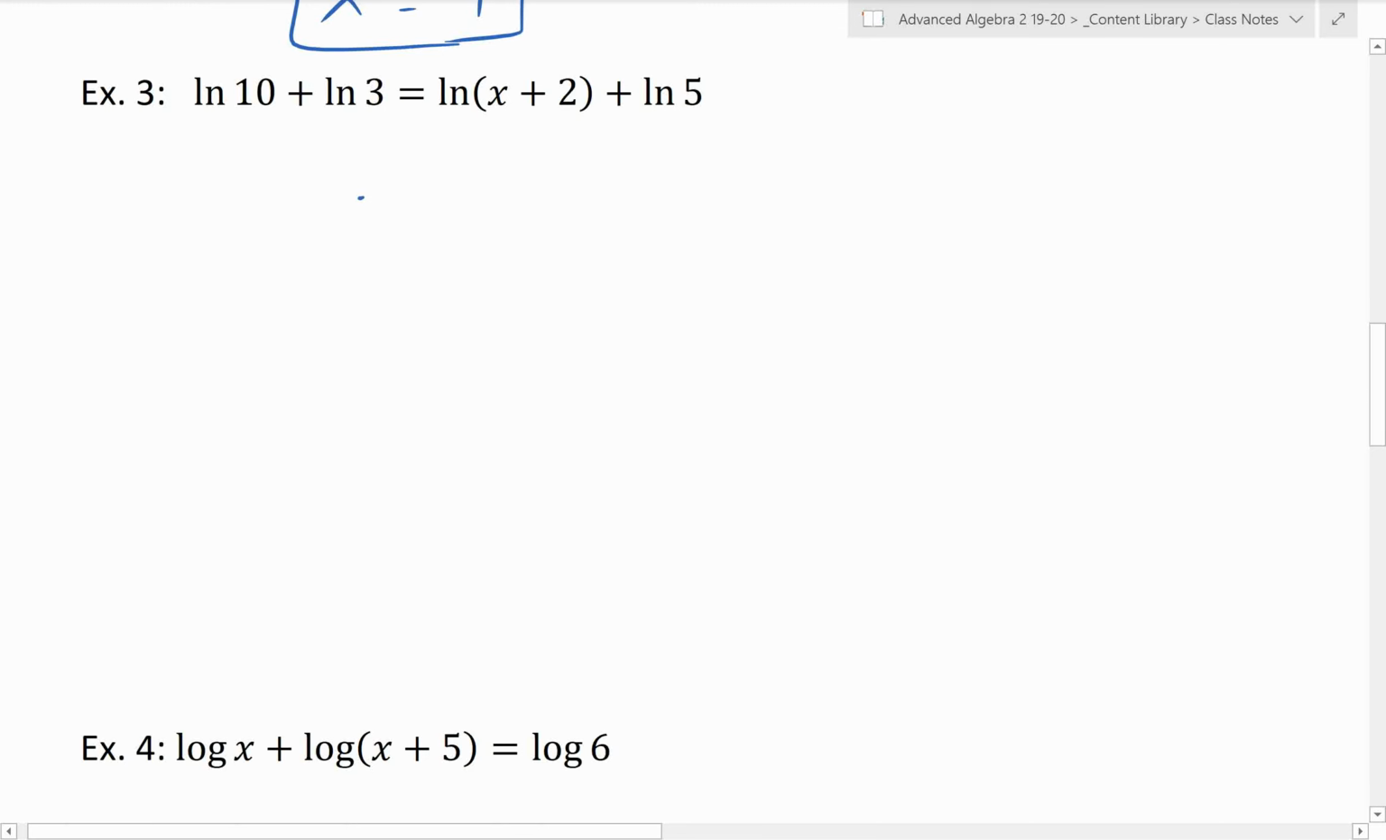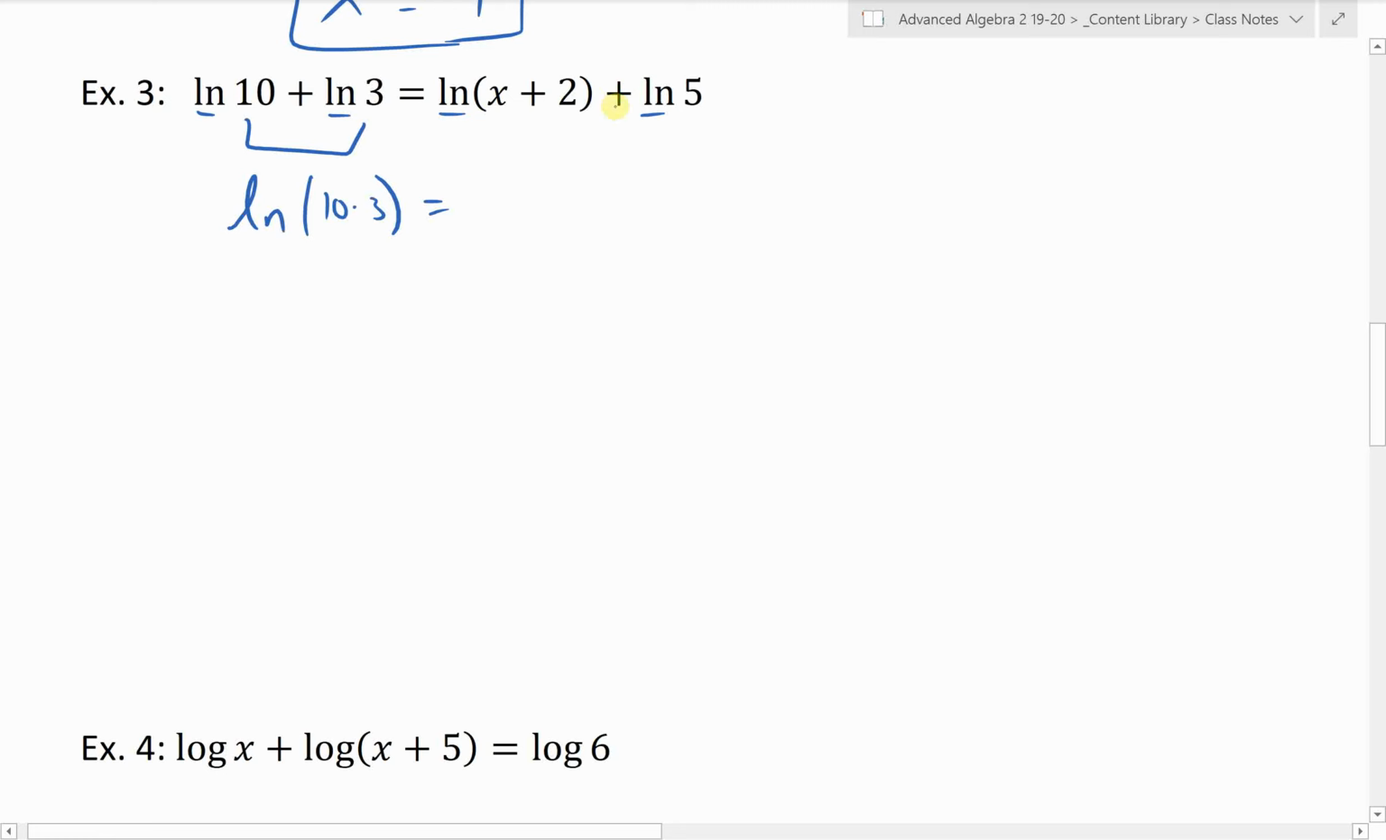In this last one, it's a similar problem, but now we have two different logs on both sides. But notice all four logarithms are natural logs, or log base e. So since we have common bases for all of our logarithmic expressions here, we can use our product, power, and quotient rules to combine sides into single logarithms. So if I have natural log of 10 plus natural log of 3, that means I can use the product rule and say that's really natural log of 10 times 3 on the left side.